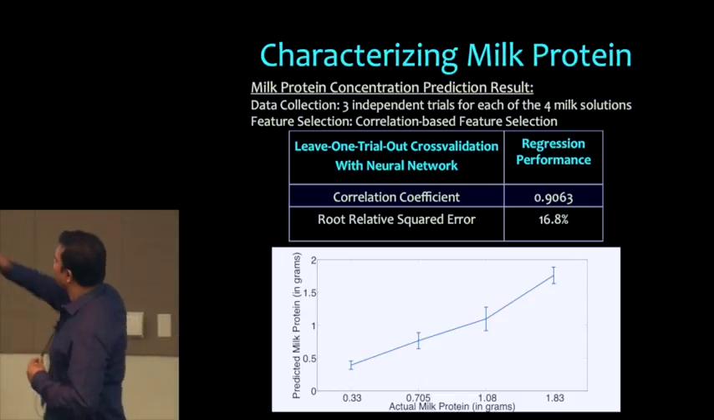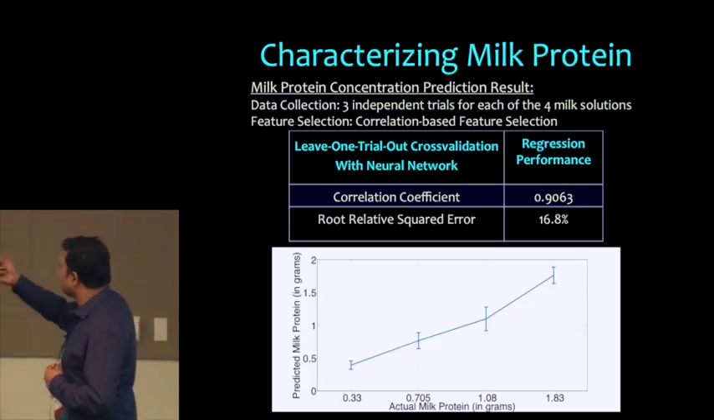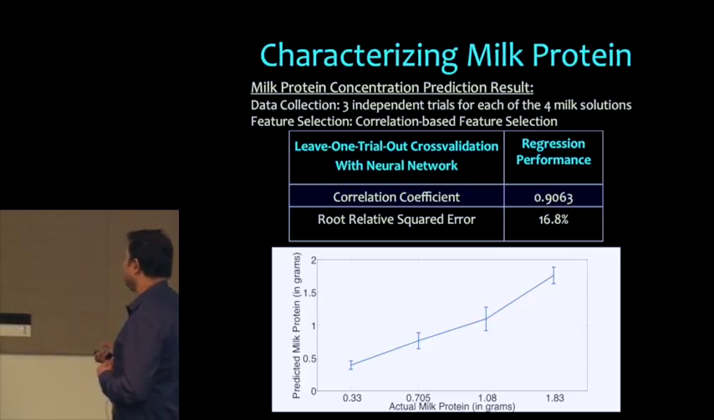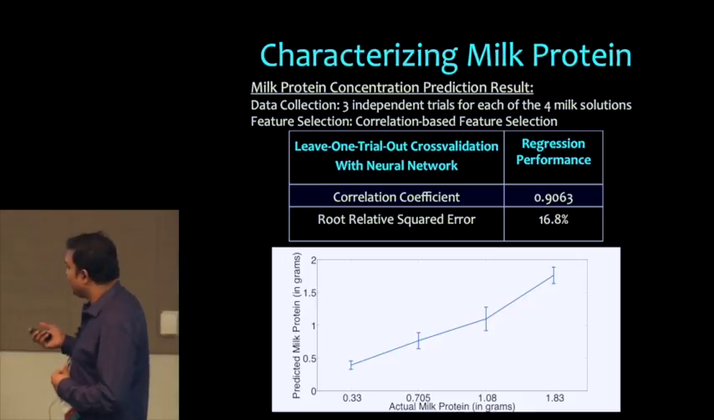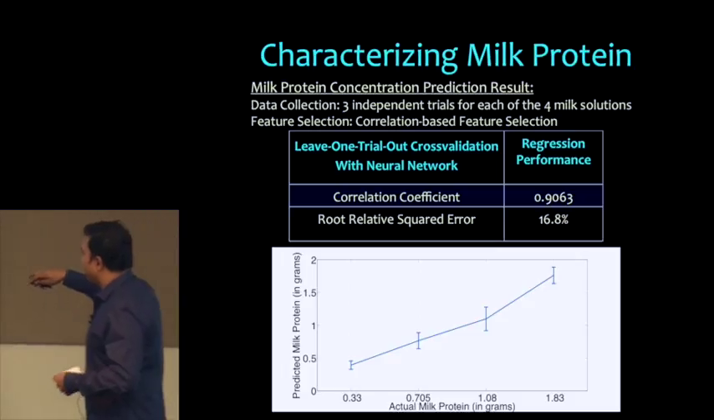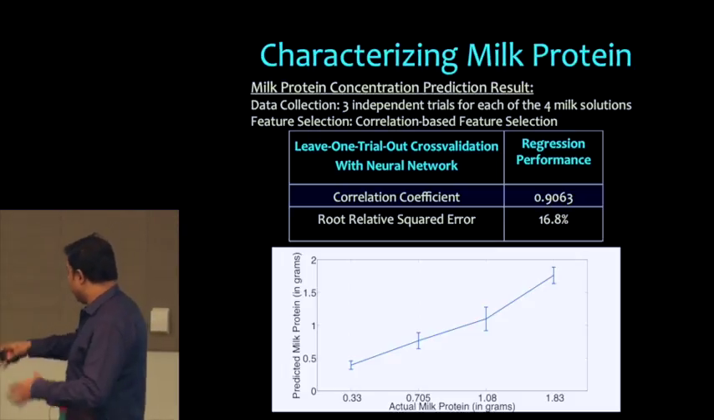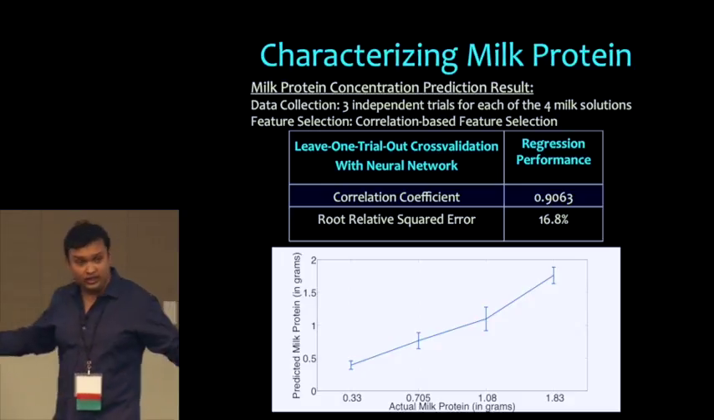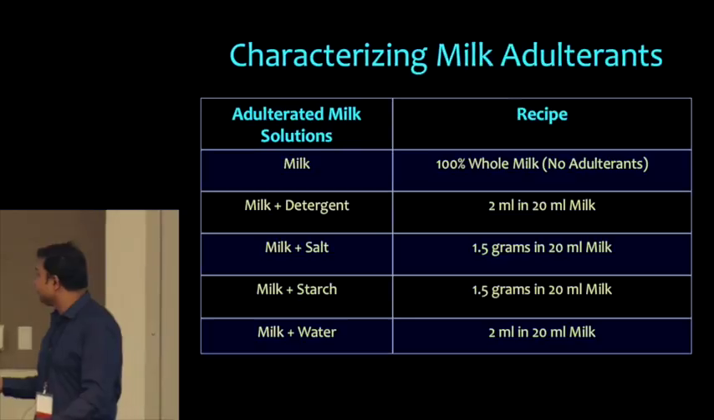And we ran a leave-one-trial-out cross-validation with a neural network. And the correlation coefficient that we got is pretty impressive, I would say, 0.90 with a root relative squared error of 16%. And here you can see the error bar for predicted milk protein concentration with respect to the actual milk protein, right? And you can see all the levels are quite well separated.